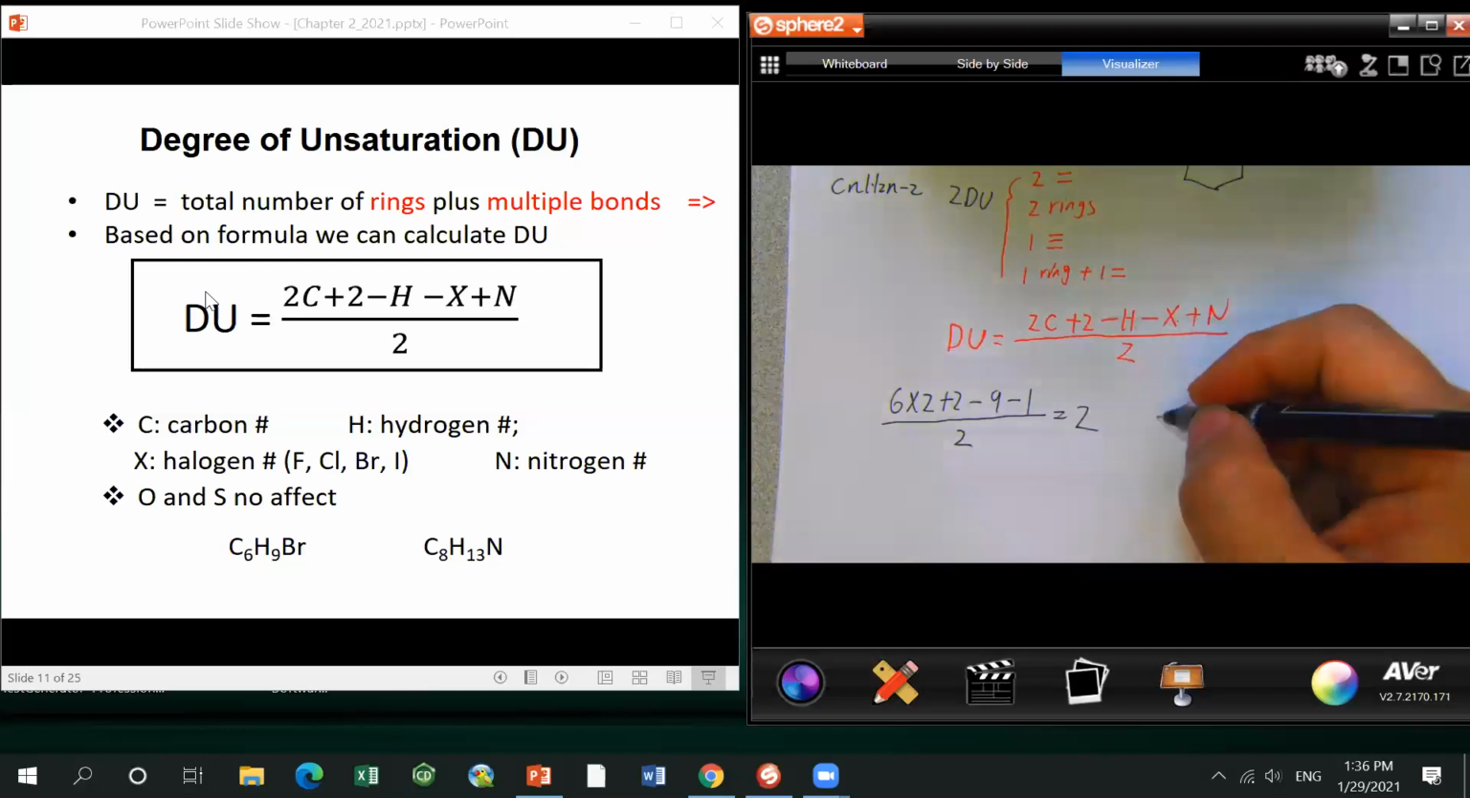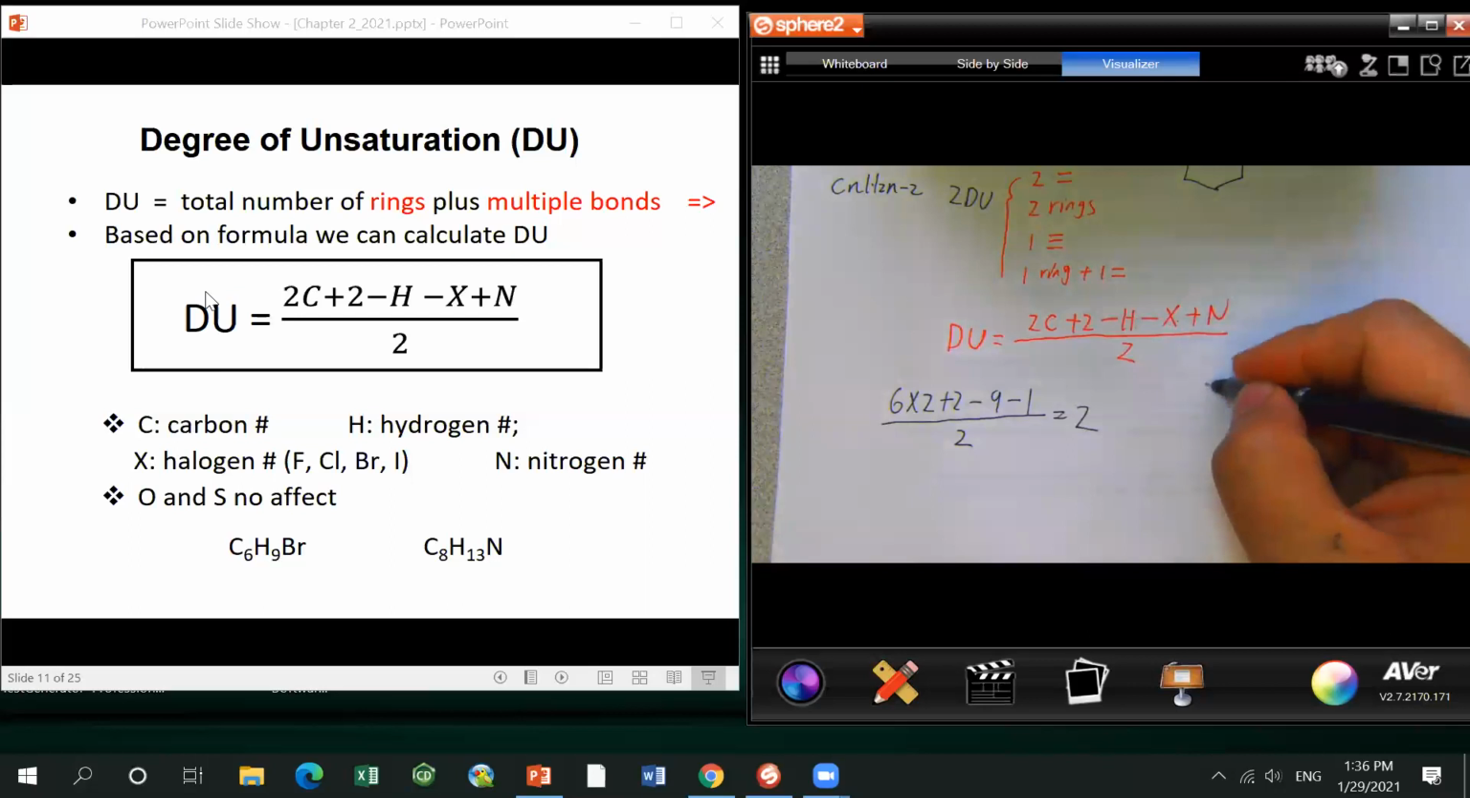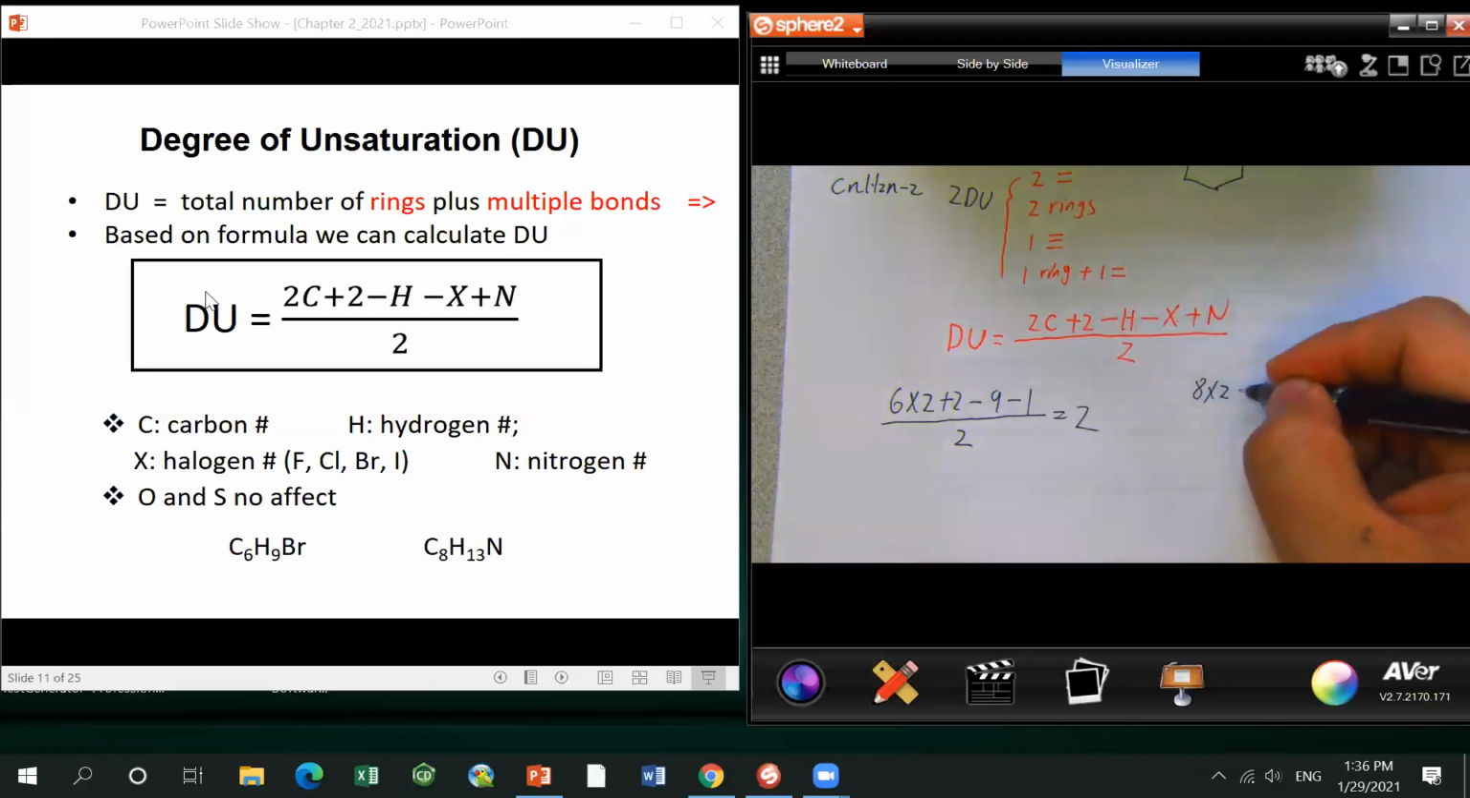Then we do the next example. Say C8. So 8 carbons times 2 plus 2.